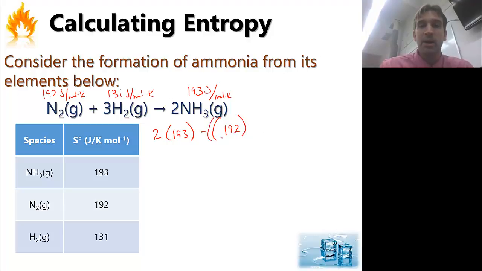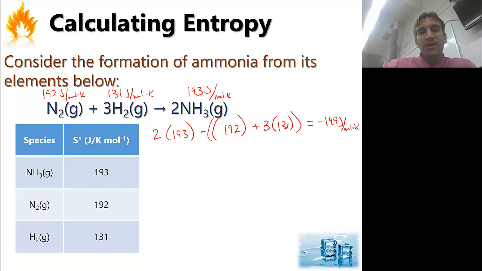And I also want to consider my 3 hydrogens. So that's 3 times 131. Make sure that you do that as a combined task. You've got to get that 192 and 3 times 131 as a combined number. Take your 2 times 193, subtract away the reactant side, and when you do the math, what we should get is negative 199 joules per mole Kelvin.